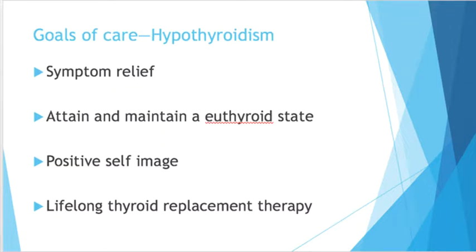Goals for care with someone with hypothyroidism is going to be symptom relief, to attain and maintain a euthyroid state, usually with drug therapy, helping with positive self-image, and then lifelong thyroid replacement therapy.